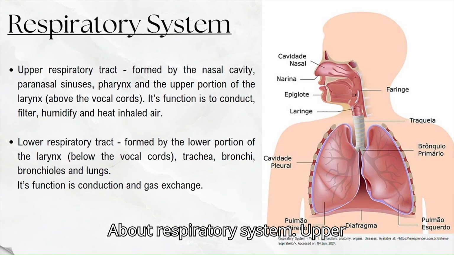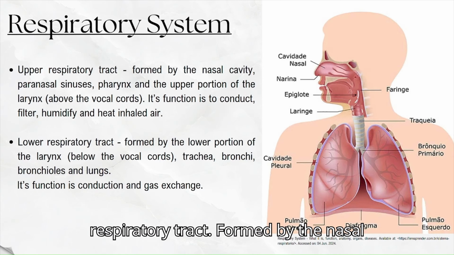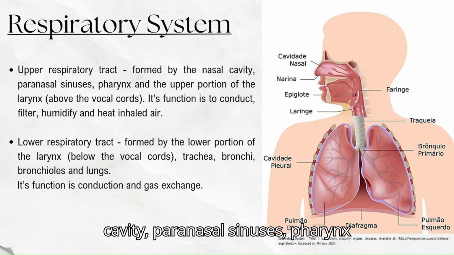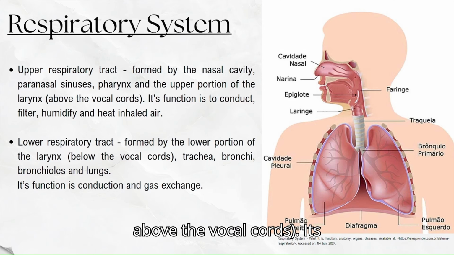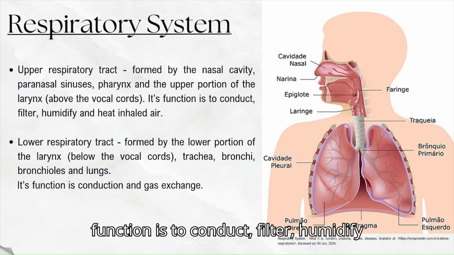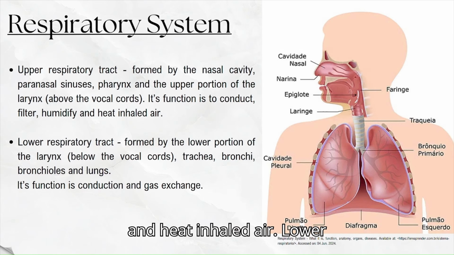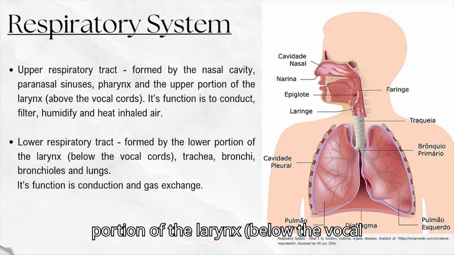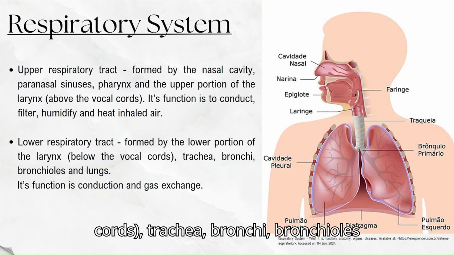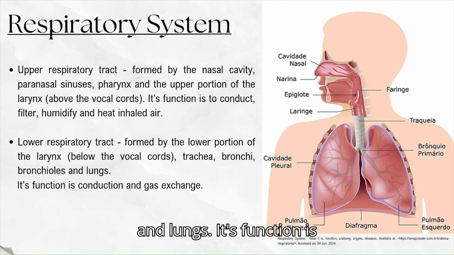About the respiratory system: the upper respiratory tract is formed by the nasal cavity, paranasal sinuses, pharynx, and the upper portion of the larynx, above the vocal cords. Its function is to conduct, filter, humidify, and heat inhaled air. The lower respiratory tract is formed by the lower portion of the larynx, below the vocal cords, the trachea, bronchioles, and lungs. Its function is conduction and gas exchange.